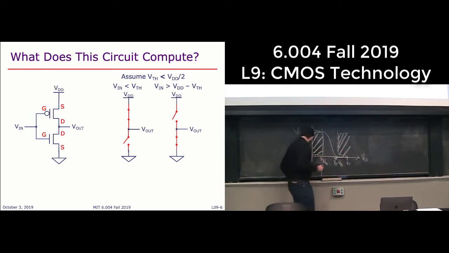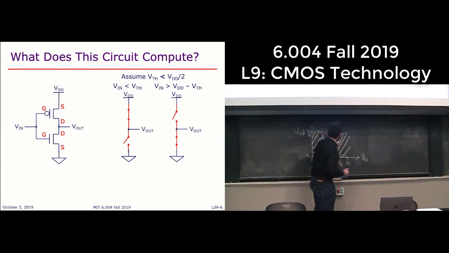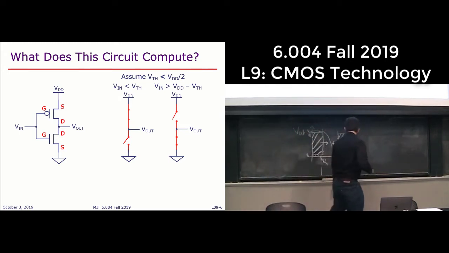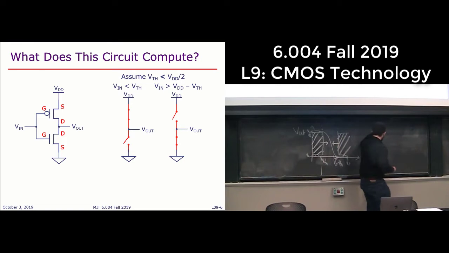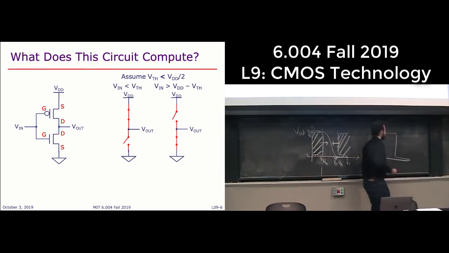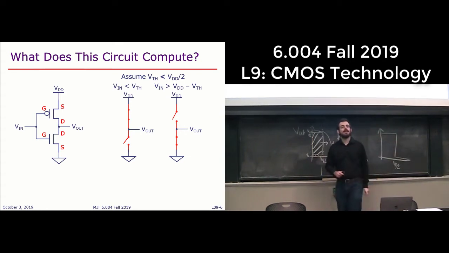So what do we want? We want to set VTH close to VDD over 2. So that way, imagine that we had some wonderful transistors that had just VDD over 2. Our VTC would look just like this, where this is VDD over 2. It's actually pretty close to that. So these are very good switching devices.